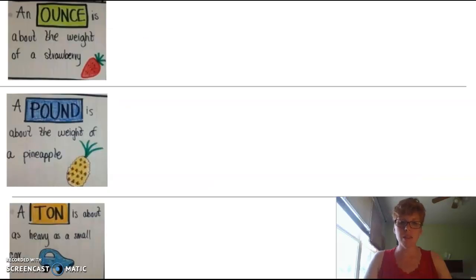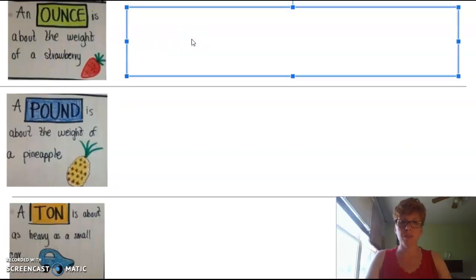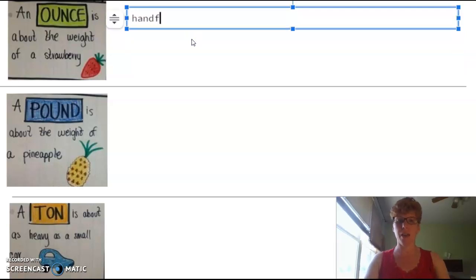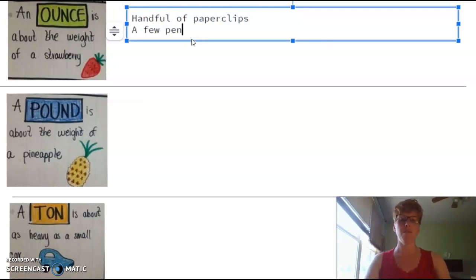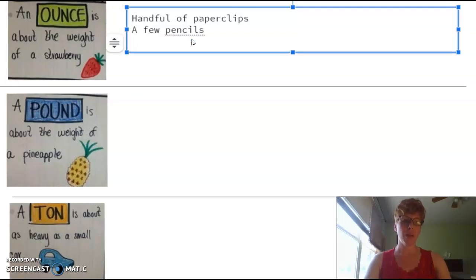Let's discuss some of the things that we can measure using ounces, pounds, and tons. Well, an ounce, very light objects. Let's say a handful of paper clips, maybe a few pencils, maybe a book you're reading, if it's a picture book, okay?